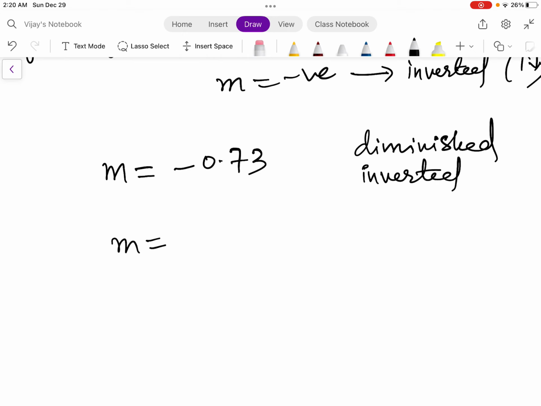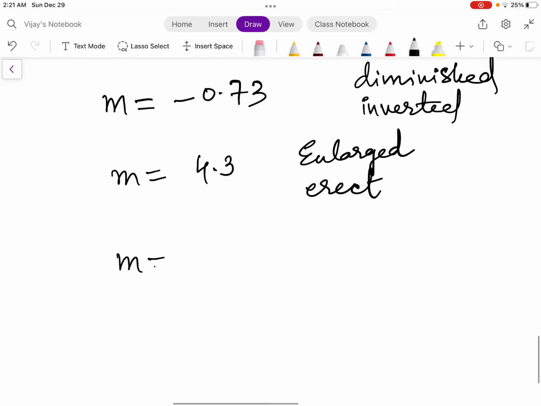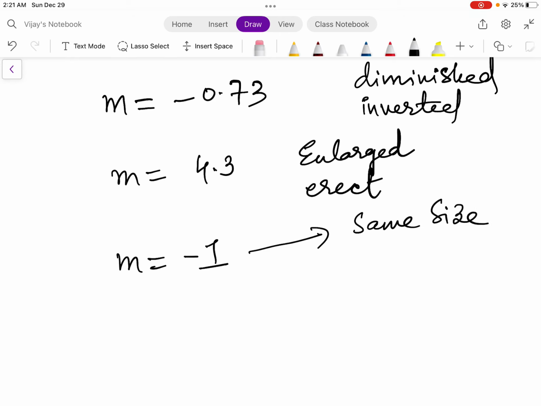Let me take one more example. Magnification is equal to 4.3. So how is the value? Greater than 1. That means image is enlarged. How is the sign of magnification? Positive. That means image is erect. Let me take one more example. Magnification is equal to minus 1. What is the value of magnification? 1. That means image is the same size as the object. How is the sign? Negative. That means image is inverted.